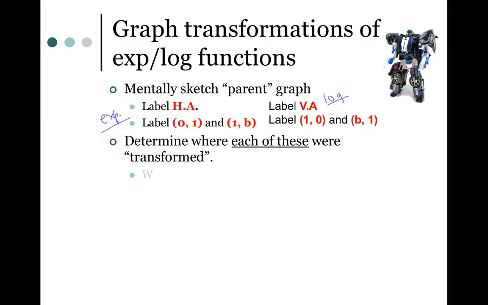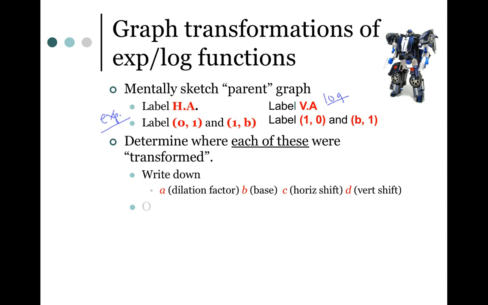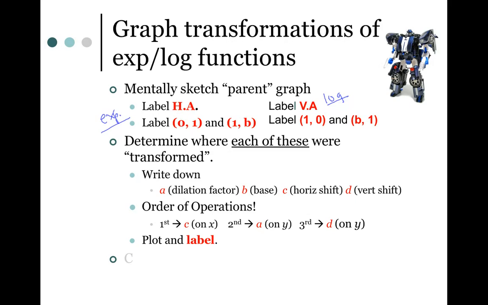Determine where each of these are transformed to. Write down the dilation factor, write down the base, write down the horizontal shift, write down the vertical shift, like write what is happening so that if there is an error, we can analyze it and figure out where any errors are happening. And then go with order of operations, right? So I like to just go left to right when you're doing it, but multiplication should come before any addition or subtraction. And then plot and label and characteristics only if you're asked.